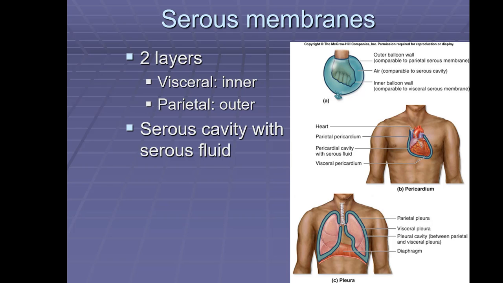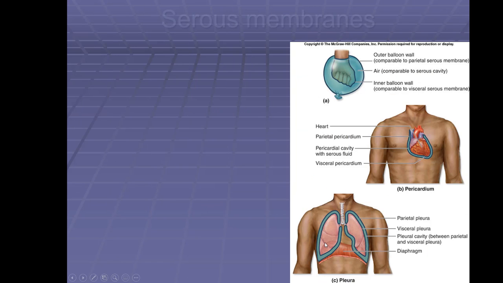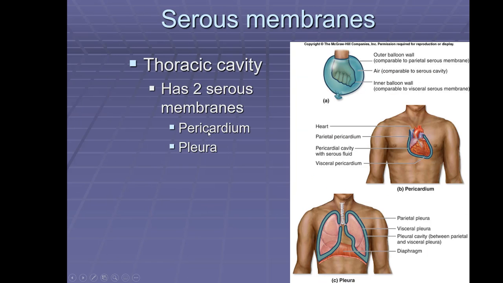So the three major serous membranes that we have: one surrounds the heart, it's called the pericardium. One surrounds the lung, it's called the pleura. Those two are shown here in this picture. Just like we name those layers, if we're talking specifically about the heart, we have a parietal pericardium and a visceral pericardium. Talking about the lungs, we have a parietal pleura and a visceral pleura, along with the pleural cavity.